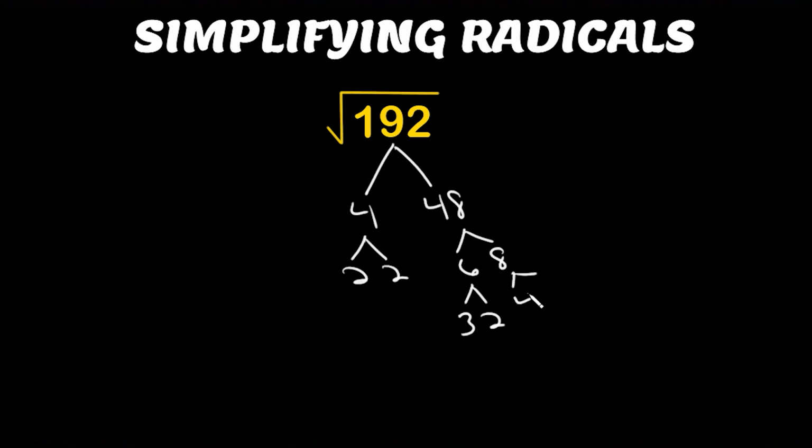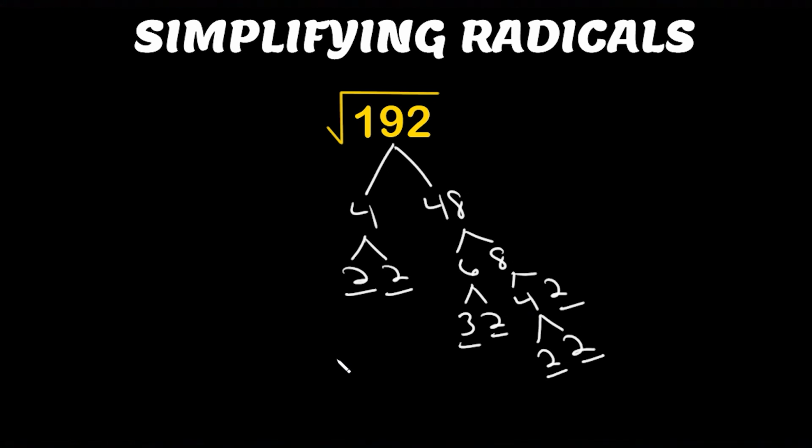On 8, I could do 4 and 2. Okay, this 2 is prime, and I can keep going with the 4, 2 and 2. So now I have it down to its prime factors. And so from here, you can check your work. If I multiply all of the prime factors, I should get 192. You can check your work that way. But we're going to go ahead and skip that step. All we want to do is try to simplify this down.